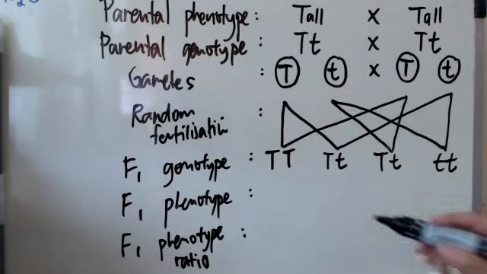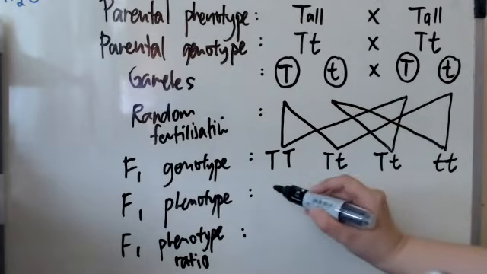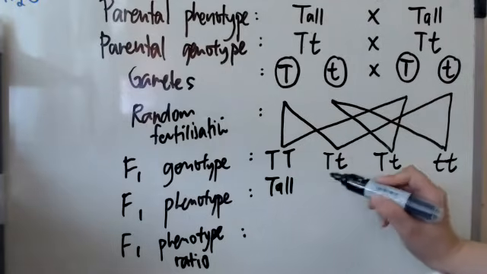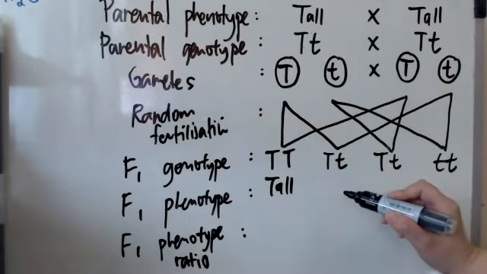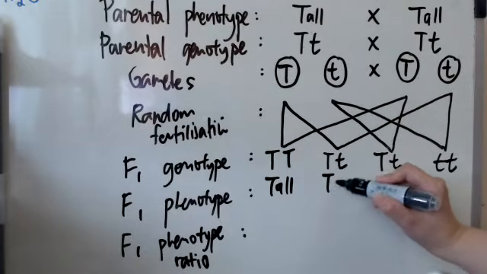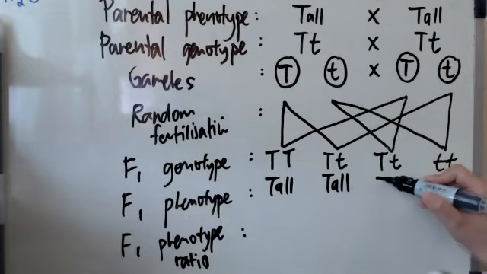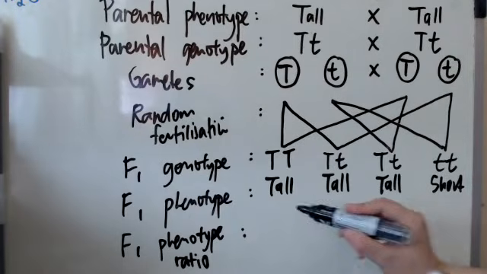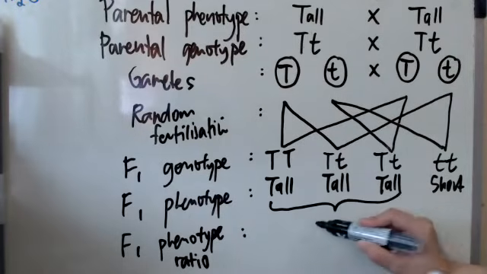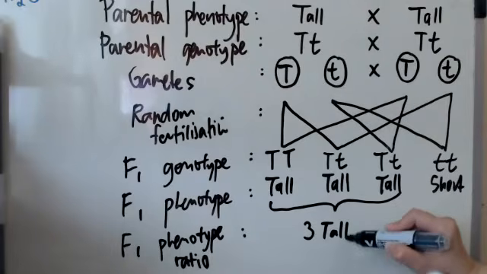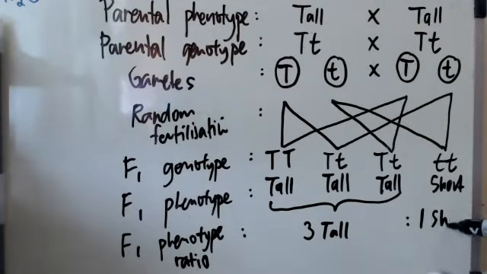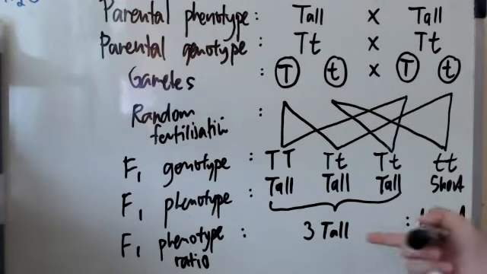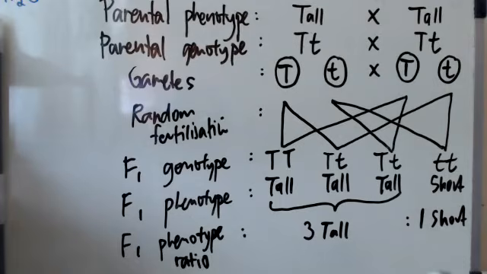So what are the phenotypes for this? Since this is complete dominance, capital T is completely dominant over small t, so you get a tall phenotype, and this is also tall, while this is short. So the F1 phenotype ratio will be 3 tall is to 1 short. In other words, 3 is to 1. Okay?